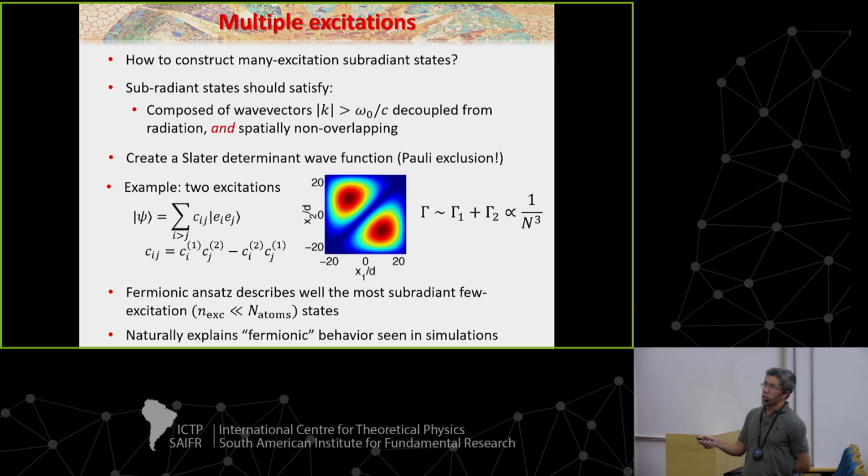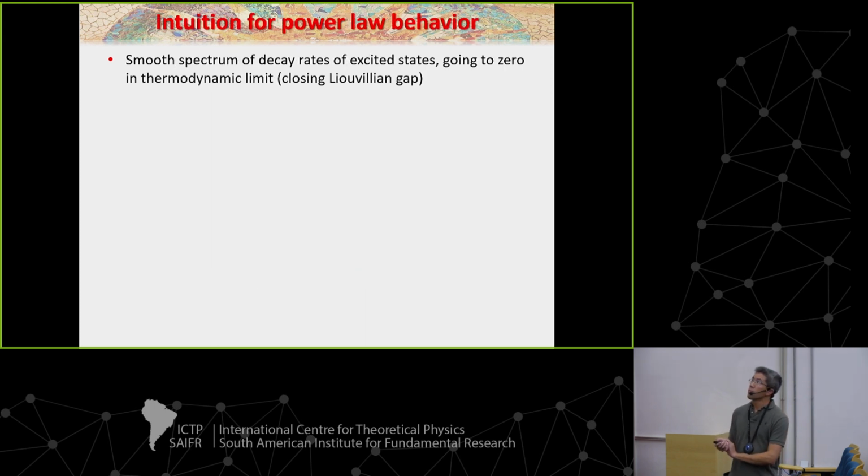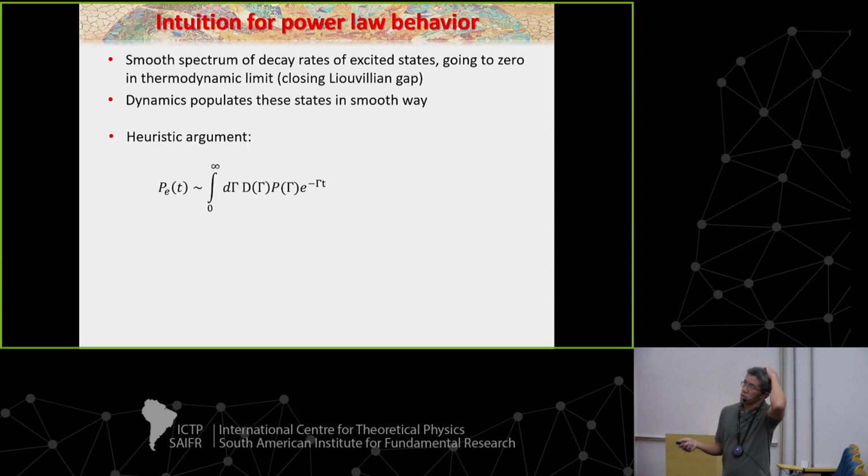And the fact that the longest lived states happen to look fermionic qualitatively explains what we see in simulations, this growth of fermionic correlations in the density-density correlation function. From these arguments, you can also create a plausible argument of why you get a power law decay of the total excited state population as a function of time. The fancy word for it is you have a closing Liouvillian gap. But the picture is basically the following.